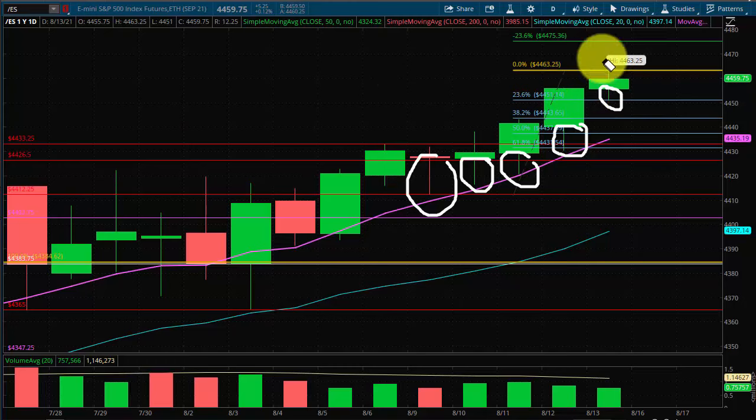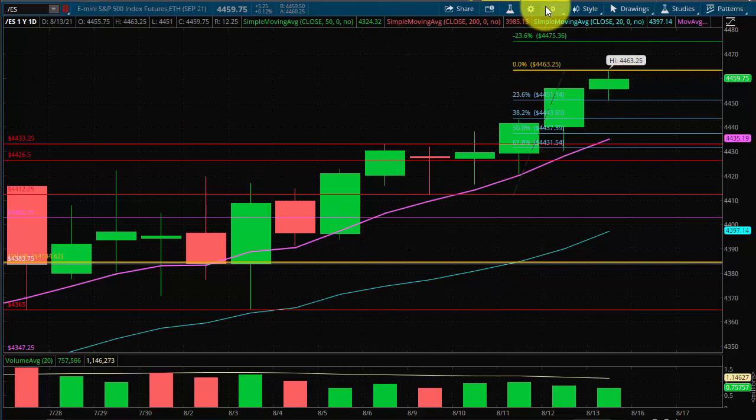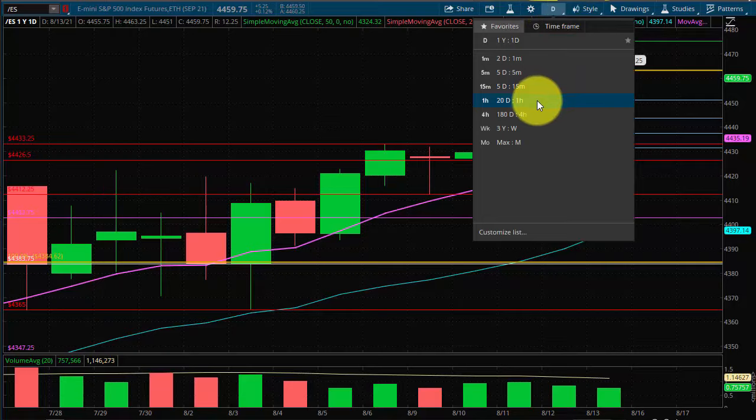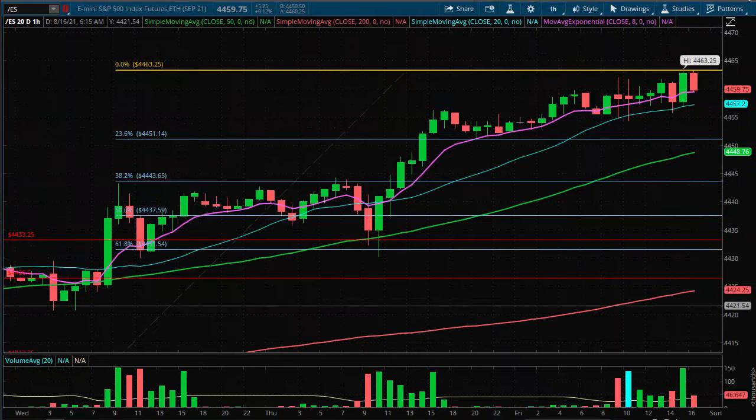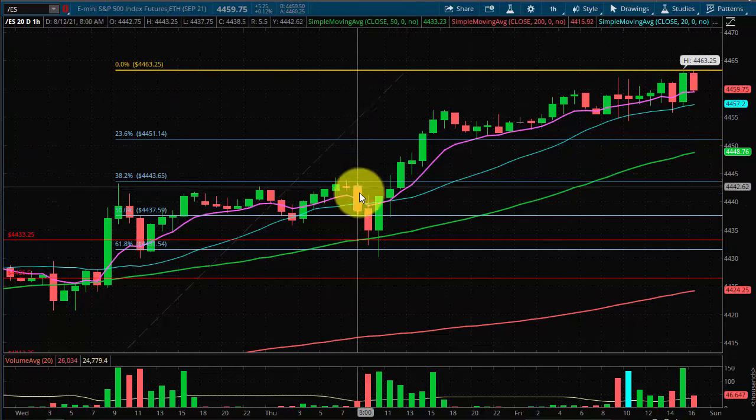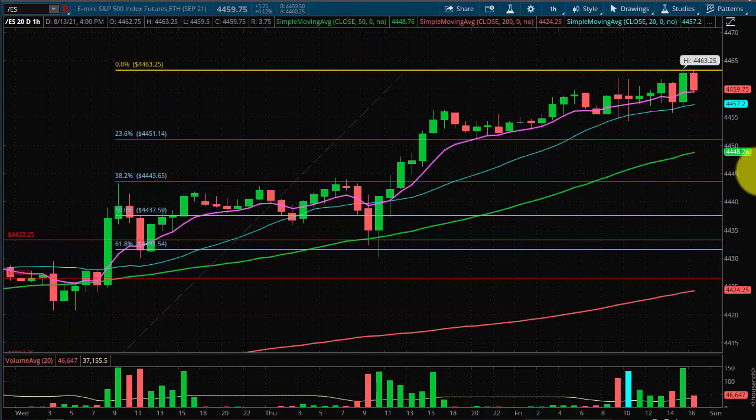The way that you should be playing it, in my opinion, and the way that we're handling it in the chat room, is we're actually going to zoom this into the hourly time frame, right? Or 60-minute, whatever you want to call it, and show you guys where the support zones are at, right, for potential dip buys.